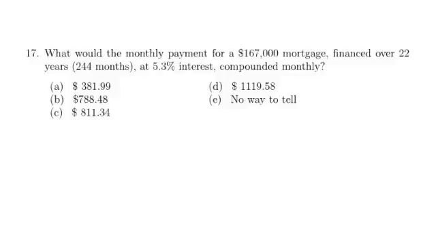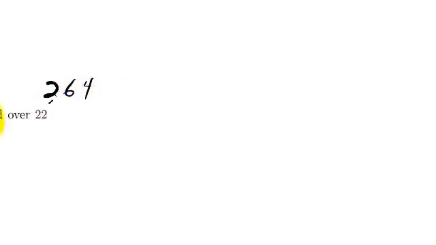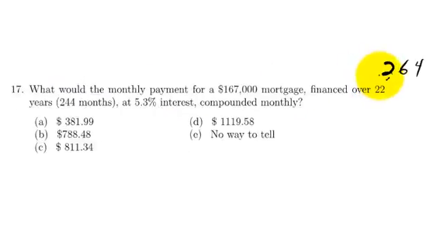Okay, so what would the monthly payment be for a $167,000 mortgage financed over 22 years at 5.3% interest compounded monthly? Now, 22 years is not 244 months. 22 years is actually 264 months. Now, the answer to this question is actually using 244 months. If you're in the other classes, you're probably fine. But if you're in my class and you're going to use the formula that I've been giving you, I have a little bit of a change to it.